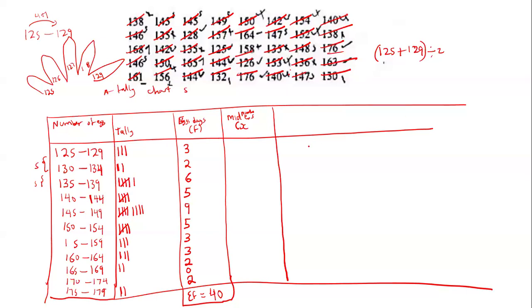Yes, Favor. We have 127, 132, 137, 142, 147, 152, 157, 162, 167, 172, 177. Okay, good. Can we go to f of x?